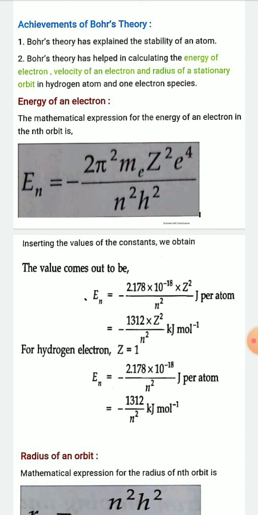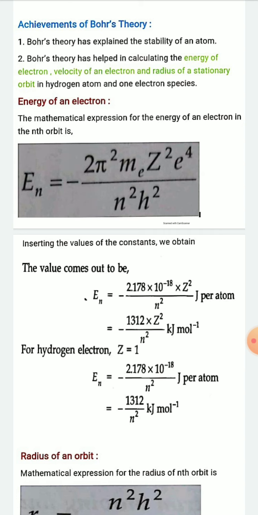Bohr's theory, these are achievements or merits of Bohr's theory. First achievement: Bohr's theory has explained the stability of atom. According to Rutherford's atomic model, he could not explain the stability of an atom. But according to the atomic model of Niels Bohr, atoms are stable. That is, Bohr's theory has explained the stability of atom.